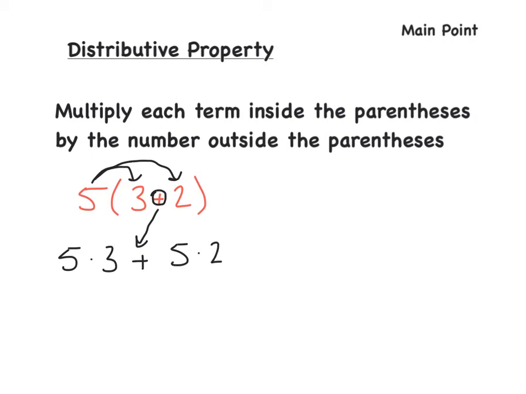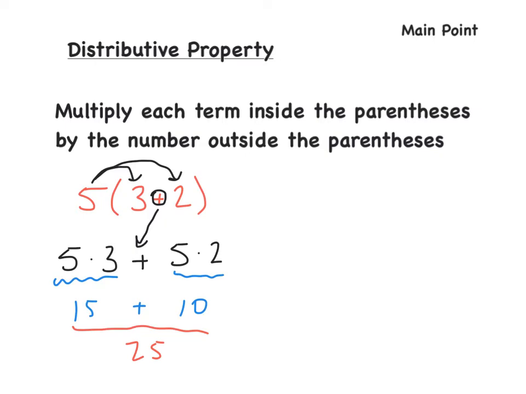and then we just solve the order of operations. 5 times 3 is 15, plus 5 times 2, 10. 15 plus 10 is equal to 25. Now I know you could just use order of operations and solve inside of the parentheses first, but later on we're going to be using some variables, and so this is where the distributive property should come into play.